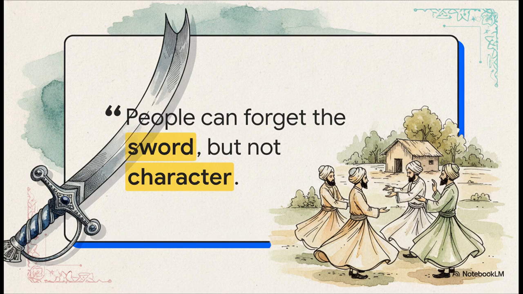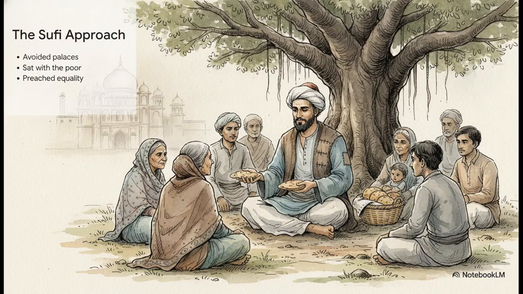It was the Sufi saints. The true spread of the faith happened in rural villages, not in royal courts. The Sufi approach was incredibly unique. These mystics entirely bypassed political power. They completely avoided the palaces, traveling deep into the villages instead. They sat with the poor, fed the hungry, and treated absolutely everyone as an equal. Legendary figures like Khwaja Moinuddin Chishti and Nizamuddin Aulia drew in the common people who were so tired of class divisions. They didn't use force, they used love, equality, and their flawless character to win hearts.